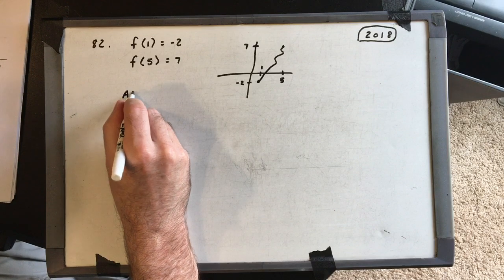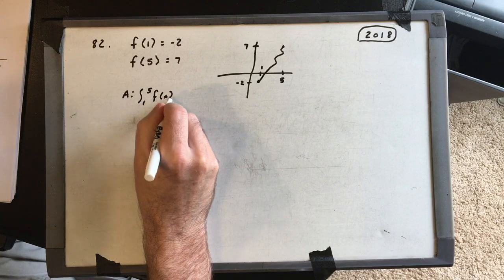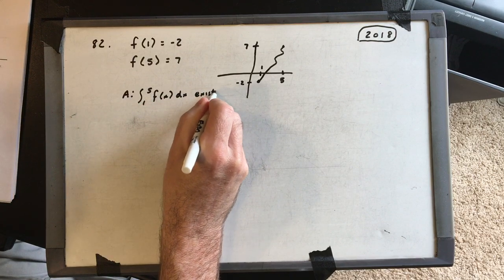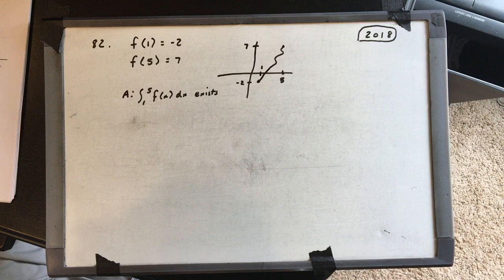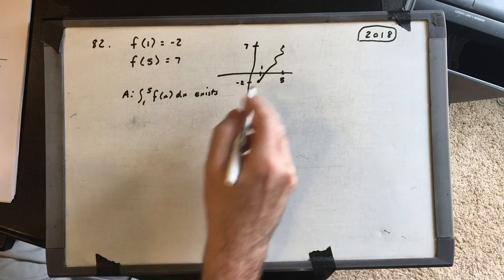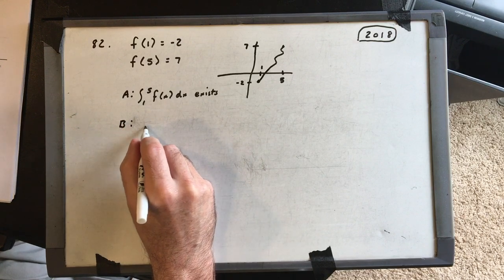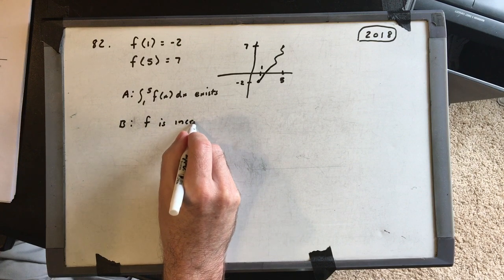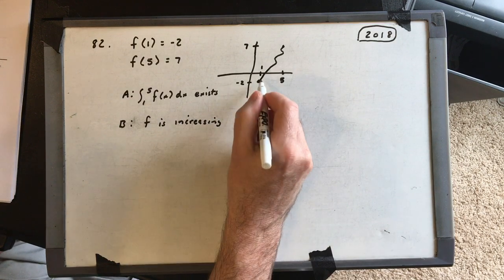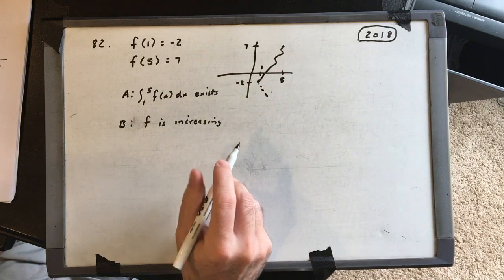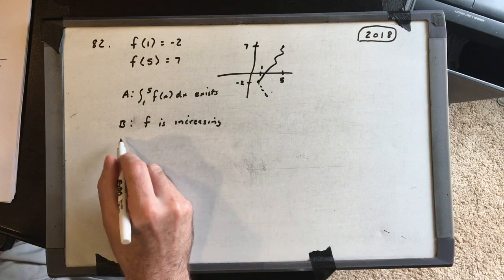Okay, so for part A, it says the integral from 1 to 5 of f of x dx exists. Well, not necessarily. There's nothing there that tells us that it does. Part B says f is increasing. Well, we know in general it's going to increase, but maybe not the whole time. What if it goes down first and then comes up? So it doesn't have to increase the entire way. It could go down before it goes up.